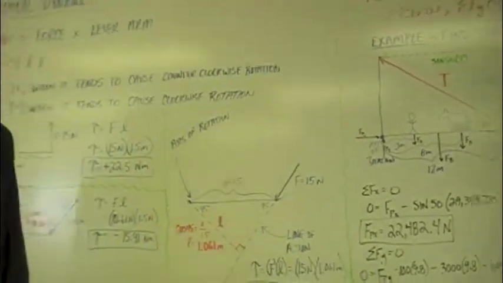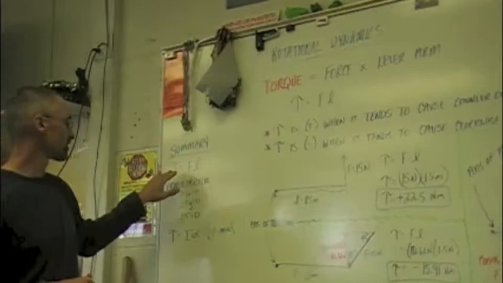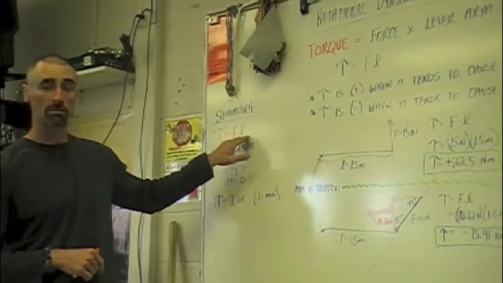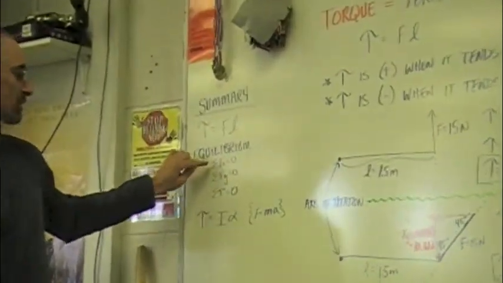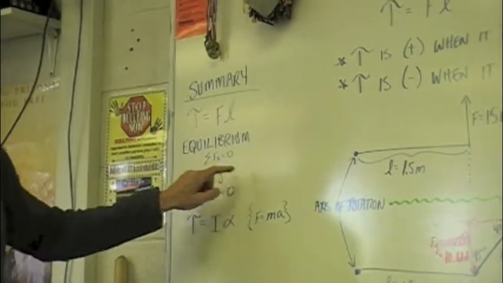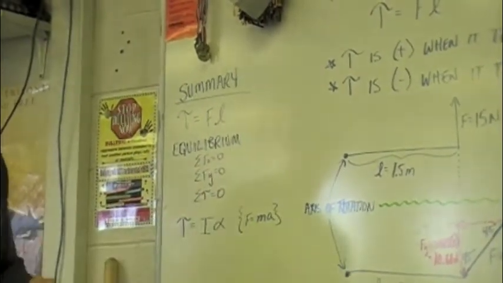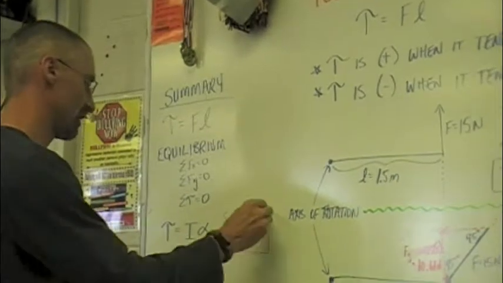So guys, really quick to summarize, and we'll come back to this. We know that torque equals force times lever arm. In equilibrium, we can sum the forces in the X equals 0, Y equals 0, and torque equal to 0. This piece we will come and get in the next piece.